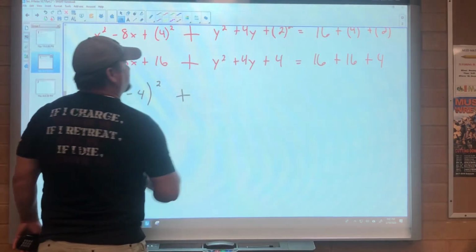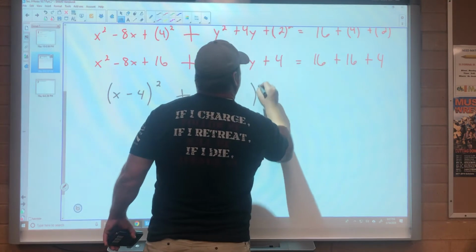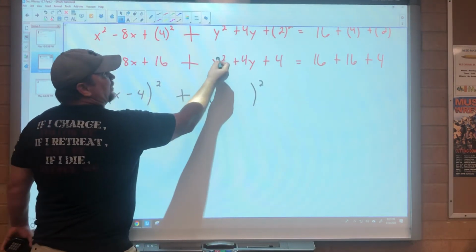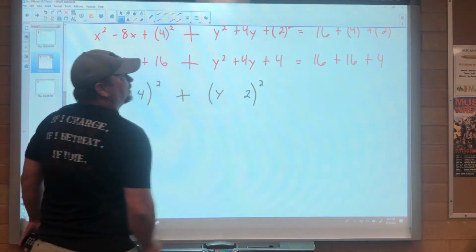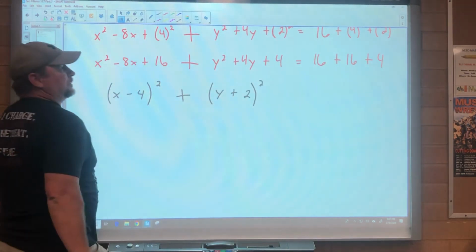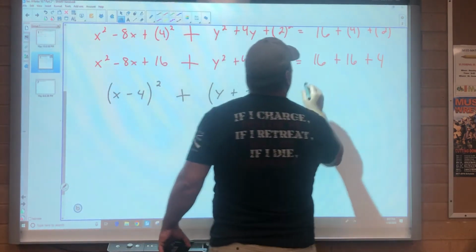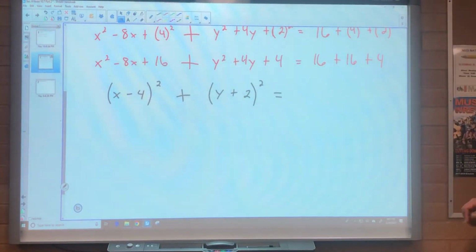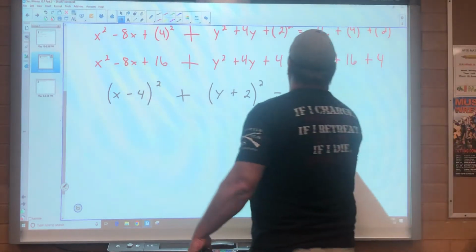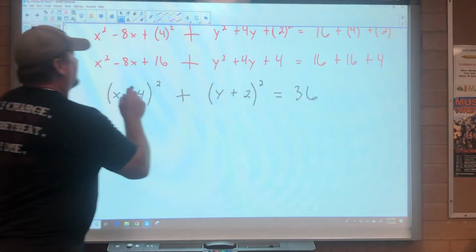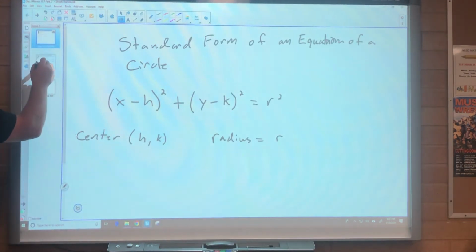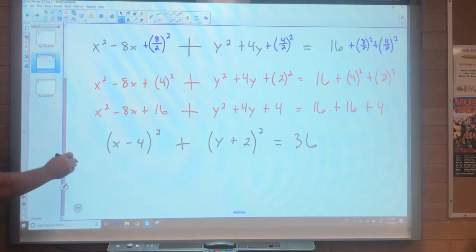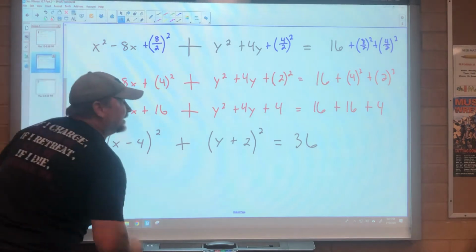Big plus sign, it didn't change. Parenthesis, parenthesis, square. Watch. Square root is just y. Square root is 2. Middle sign. Equals 16 plus 16 is 32. 32 plus 4 is 36. And you guys, that now looks just like this. So now, let's go get our center, and let's go get our radius.